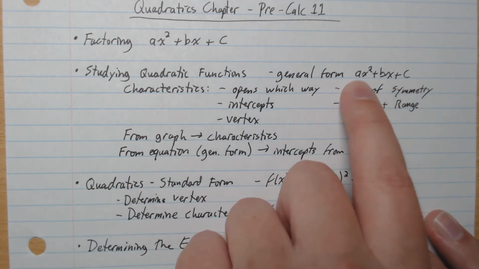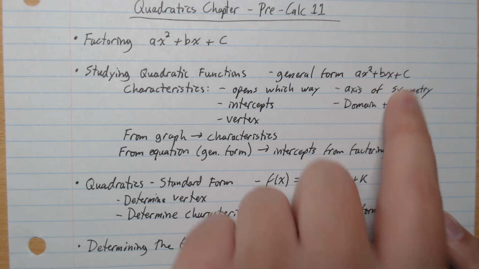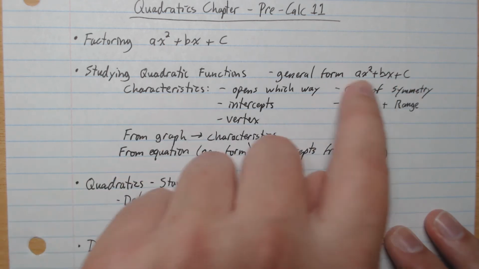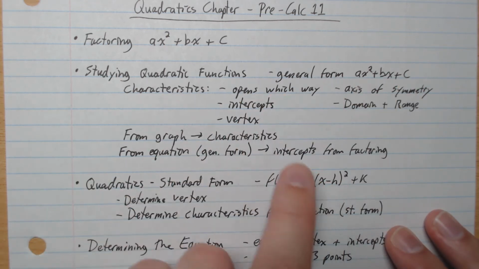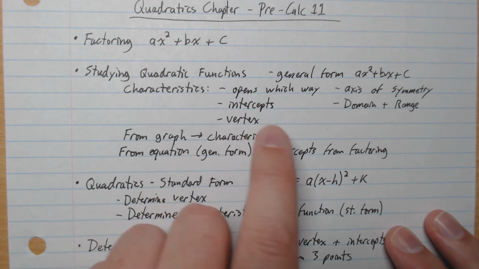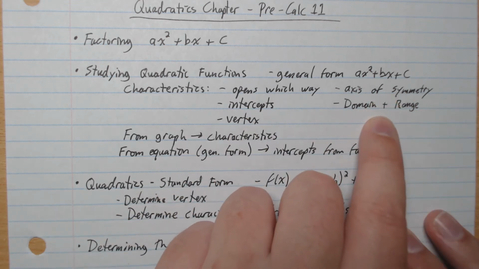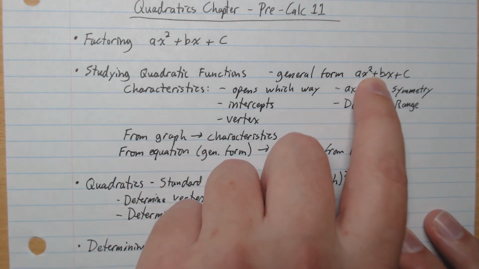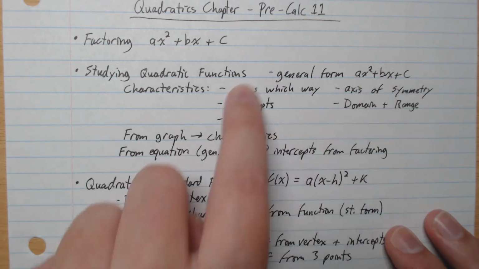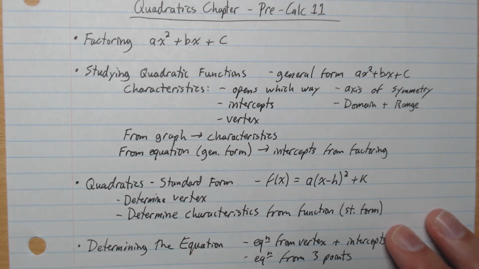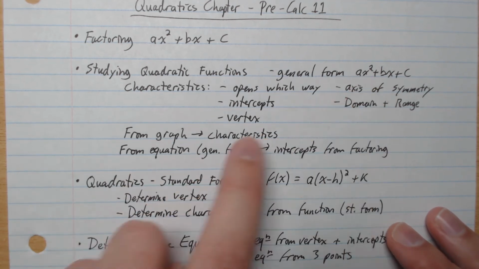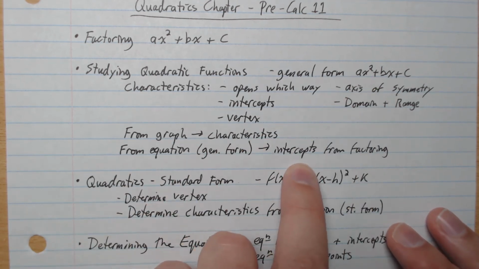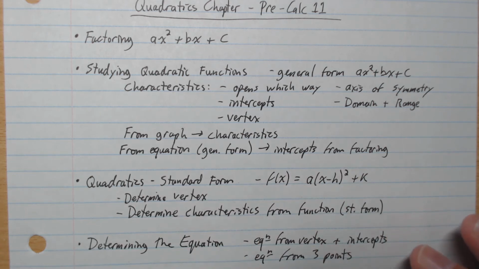So we have general form here, ax squared plus bx plus c. And we studied the characteristics, so opens which way, intercepts, vertex, axis of symmetry, domain and range. And then from the graph that we had in general form, we also determined the characteristics like that. And from the equation in general form, we got the intercepts from factoring.